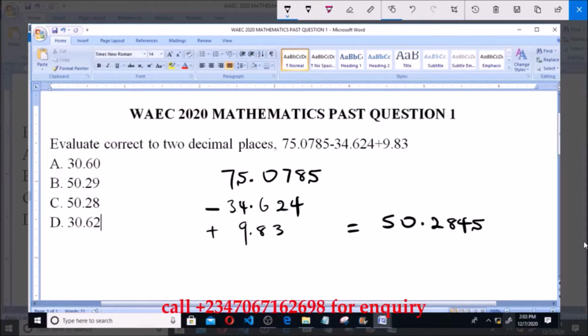Now if you look at this 45 here, or this 4 here, it is less than 5, so instead of rounding up, we round off and it remains 28. So the answer now will be approximately 50.28, because we've rounded off, not rounded up, because it is less than 5. So the answer to this question is option C, 50.28, not 50.29.